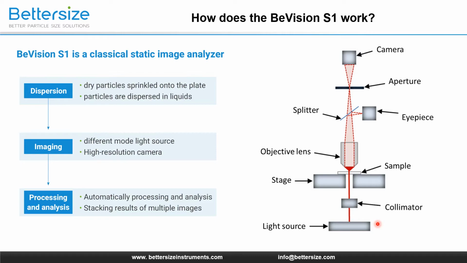This picture is showing the design of the standard model of Vision S1. And all these models are equipped with a high resolution camera to capture high quality images. When it comes to the processing and analysis of the image, the Vision software will help the Vision S1 automatically do measurements of particles in multiple fields of view. The results will be summed up and form a statistic.